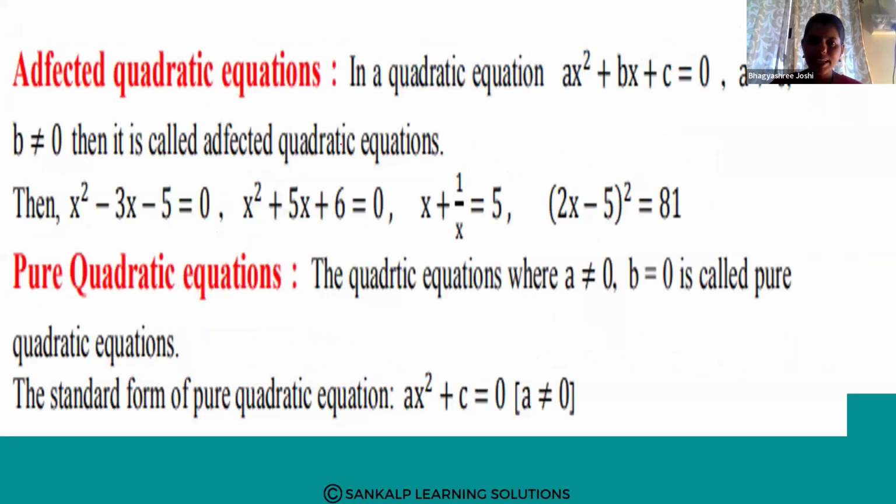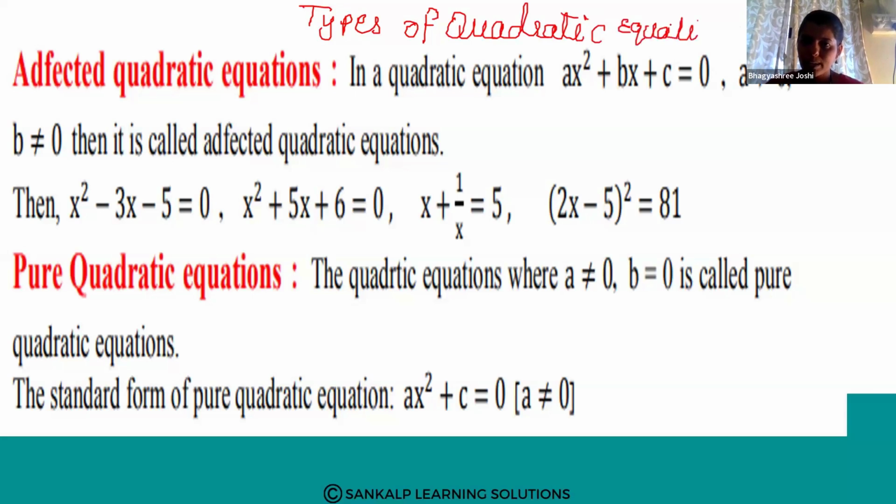Okay. Next, types of quadratic equations. So how many types are there? 2 types are there, right? One is the affected quadratic equation. Another one is the pure quadratic equation. So, affected quadratic equations: in the quadratic equation ax square plus bx plus c equal to 0, if a is not equal to 0 and b is not equal to 0, then it is called an affected quadratic equation.